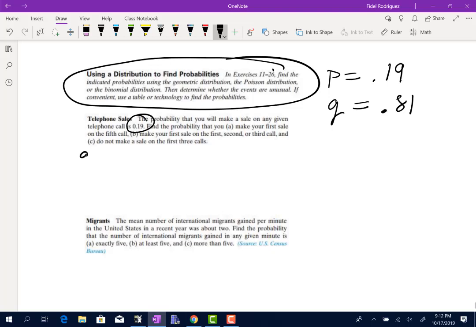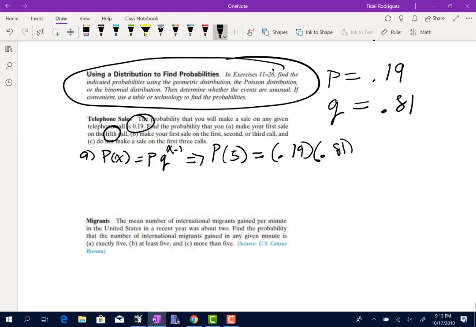So, guys, for part A, my formula is P of x equals P times Q to the power x minus 1, okay? In this case, we're going to make our first sale on which call? On the 5th. So that tells me I'm going to find P of 5. So the first thing I'm going to do is type in my number P, which is 0.19. I'm going to multiply it by 0.81 raised to the power 5 minus 1.